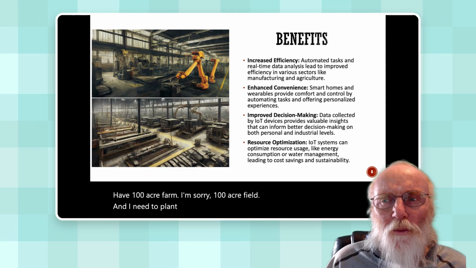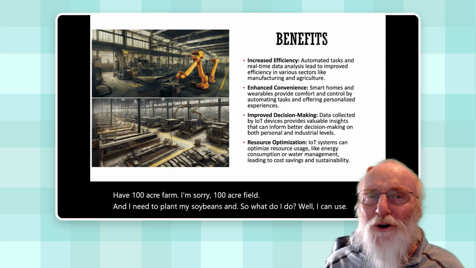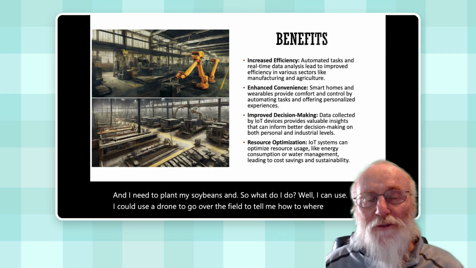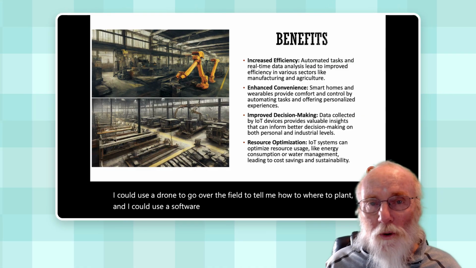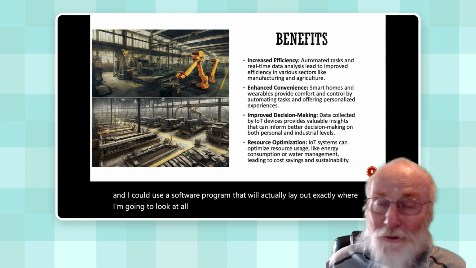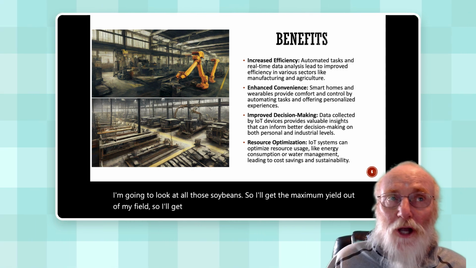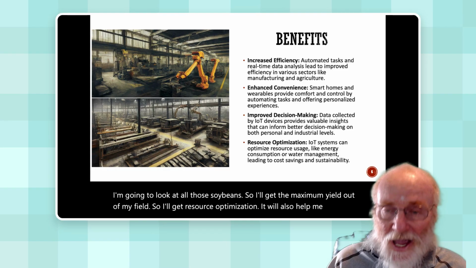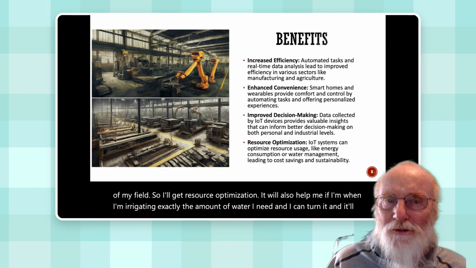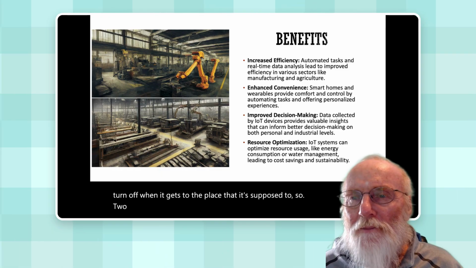And so what do I do? Well, I can use a drone to go over the field to tell me where to plant, and I can use a software program that will actually lay out exactly where I'm going to put all those soybeans. So I'll get the maximum yield out of my field. So I'll get resource optimization. It will also help me when I'm irrigating, exactly the amount of water I need, and it'll turn off when it gets to the place that it's supposed to. So two very obvious things that you use in farming.